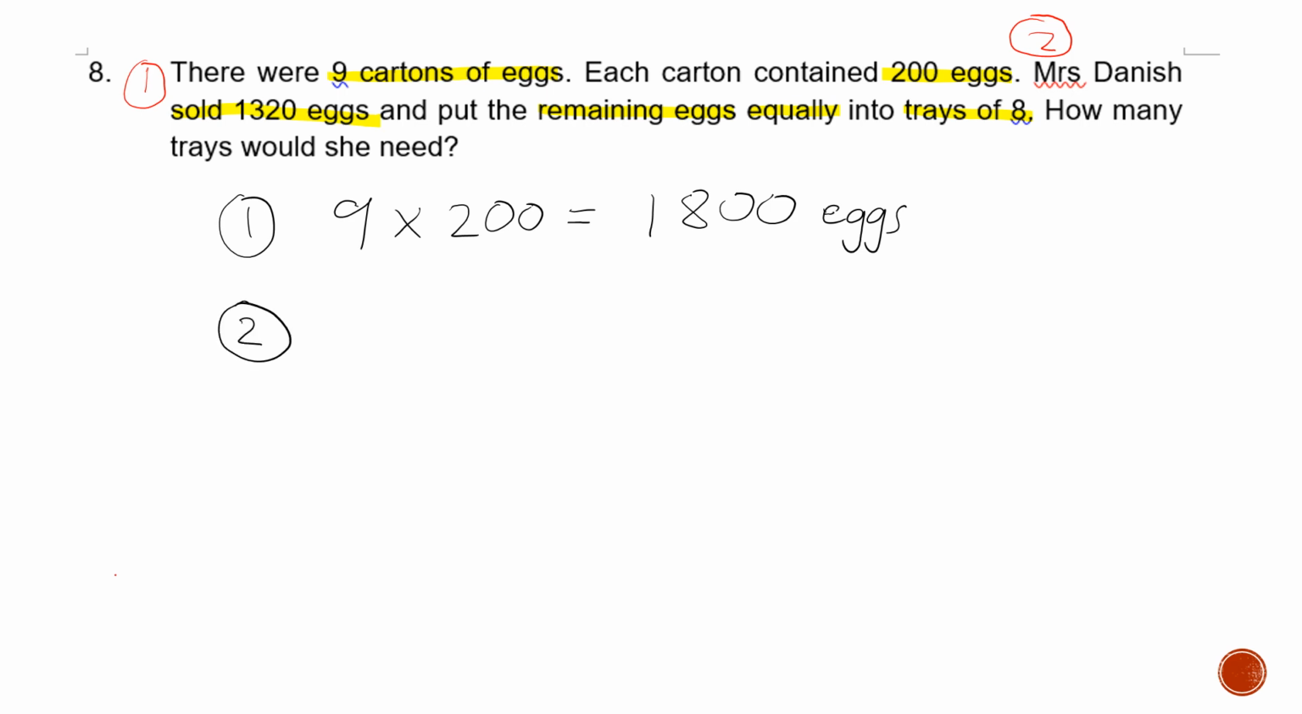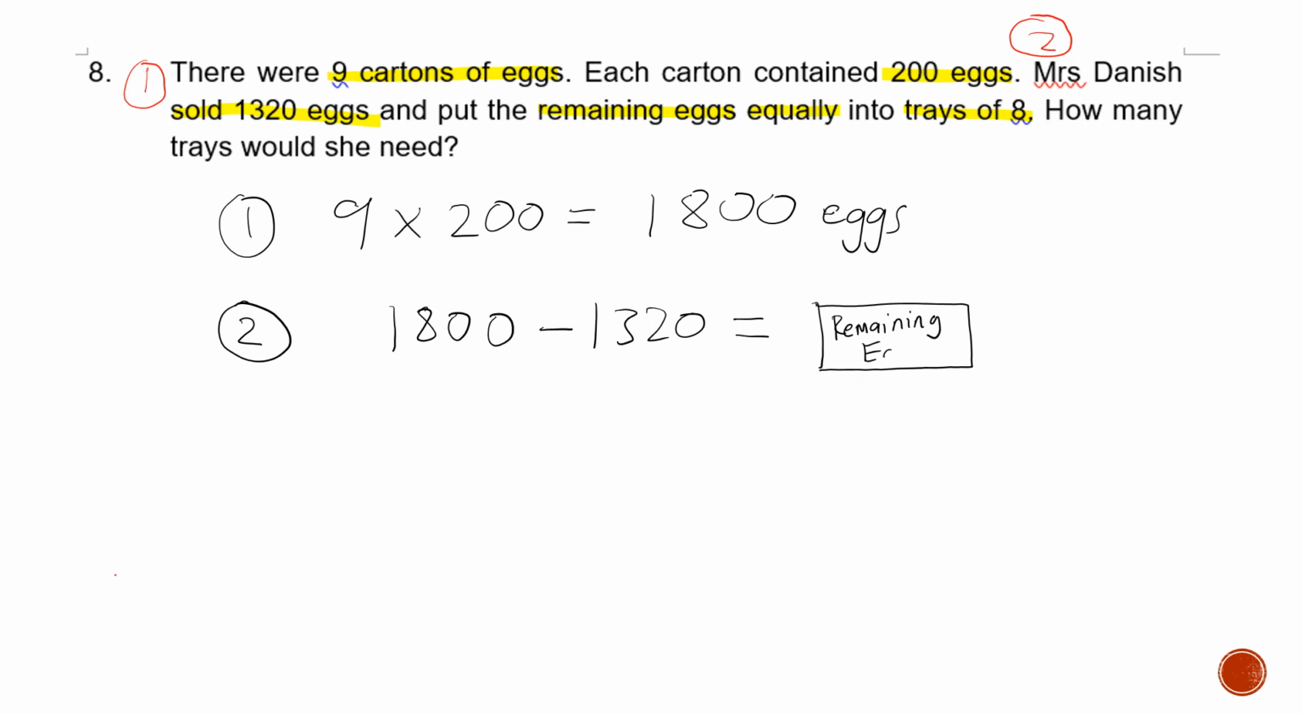Now part 2. 1,800, you minus 1,320. Remember, this was sold, right? So when you do your own working, what do you get? You will get an answer. I'm not going to do it for you. So this is the remaining eggs. I'm just going to write this down. This is the remaining eggs. I'm not going to do this for you. You can do this yourself.